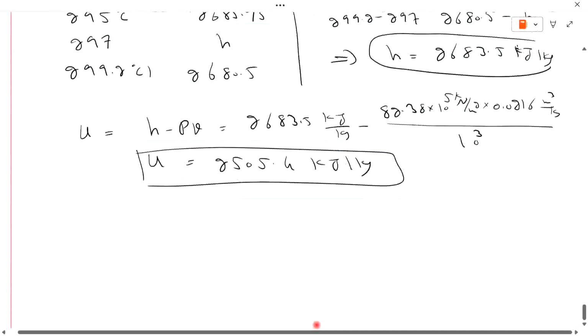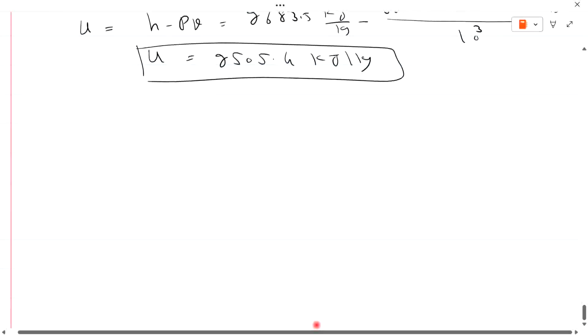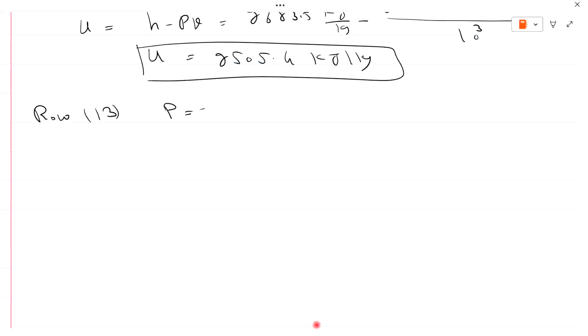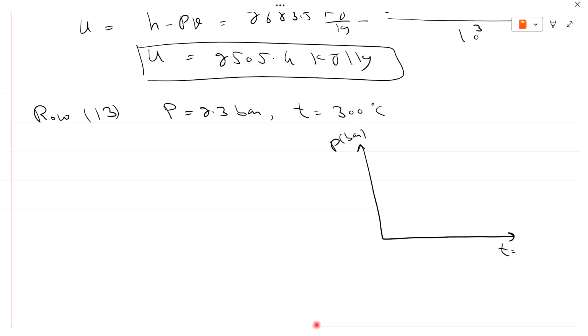And at row number 13, pressure is given as 2.3 bar and temperature is equal to 300 degrees centigrade. So, pressure in bar, temperature, and specific volume in meter cube per kg.